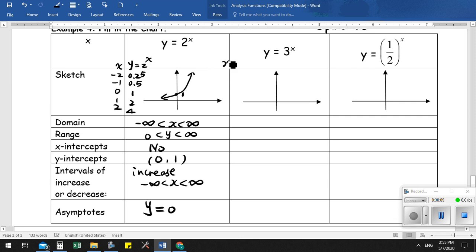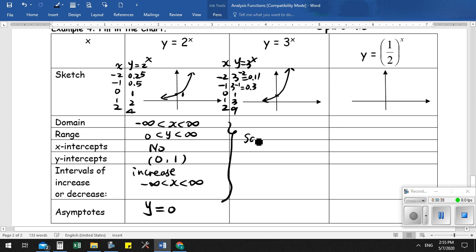Then we do the same thing, create a table of values. Negative 2, negative 1, 0, 1, 2. Sub in 3 to the exponent negative 2 gives you 0.11. 3 to the exponent negative 1 is 0.33, then 1, 3, 9. So you do the graph, roughly, it's just steeper, okay? So this one will be the same as before, okay? Same as y equals 2 to the exponent x, there's no change.